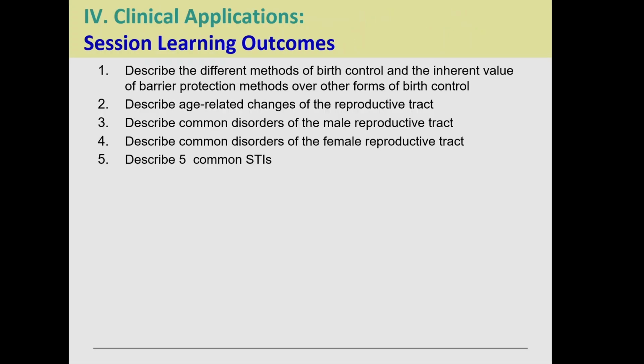All right, last thing we're going to do, we're going to roll these together so that we don't have super short videos, but we're going to get into clinical applications. So this is going to link with pregnancy really well, because we're going to talk about how birth control works, as well as other methods, including hormonal birth control. We'll talk about changes in the reproductive tract that are related to age and some common disorders for both male and female tracts. And then, of course, we've got to talk about STIs. I'm going to warn you, we are going to have photos at the very end of what STIs look like. So just keep that in mind, and I'll make sure to preface that so that you're aware that we will see those photos.